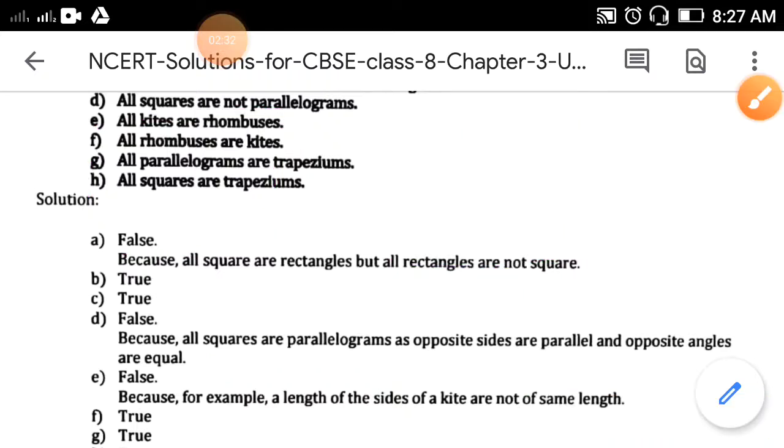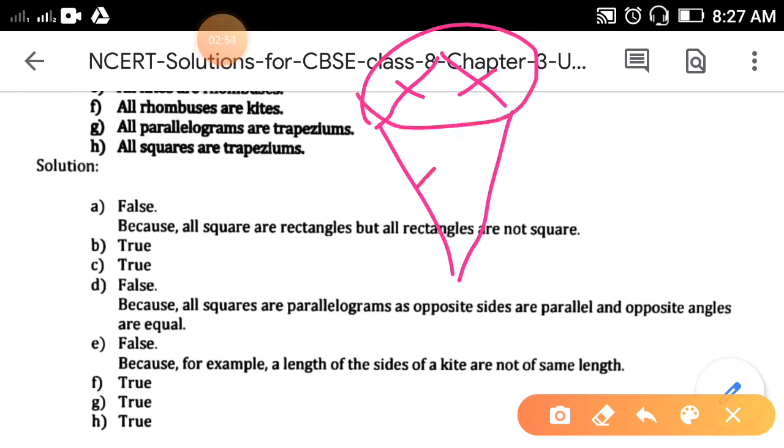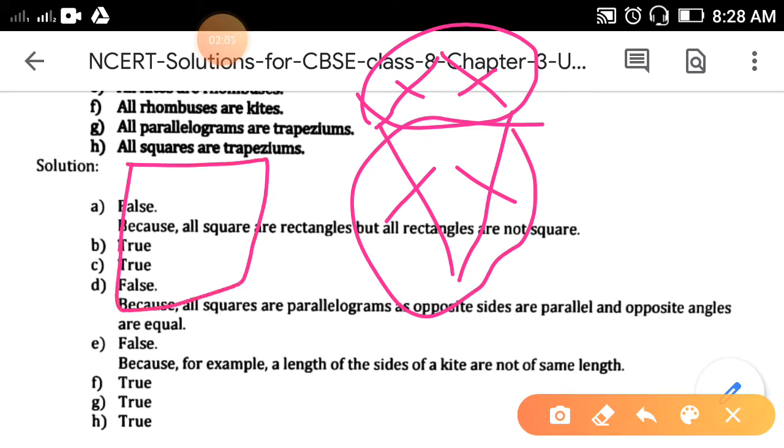Next, E, all kites are rhombuses. This is the kite. All kites are rhombuses. It is false. Why? Because the lengths of the sides of a kite are not all the same. Here you can see these two sides are the same, and this is another pair. But in a rhombus all four sides are the same. So this kite is not a rhombus.